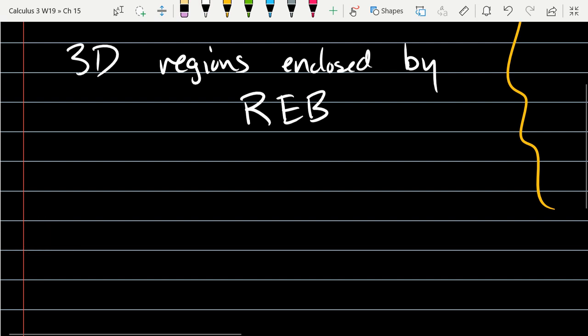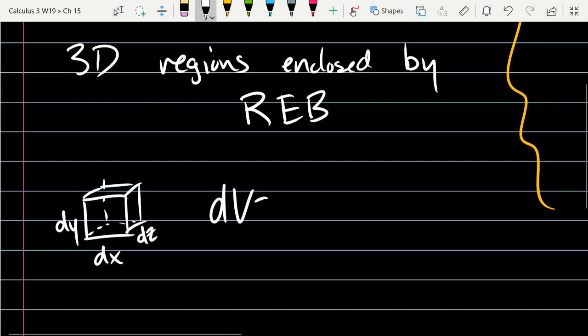I should just tell you before we get started, we're now subdividing three-dimensional space into little boxes. Before, we cut it into squares because we had a two-dimensional space. Now we're cutting it into three-dimensional boxes because we have a three-dimensional space. Before it was dx, dy, so that was the width and the height. Now we also have a depth, or a third dimension, which will be dz. And the volume of this cube right here is dx dy dz.